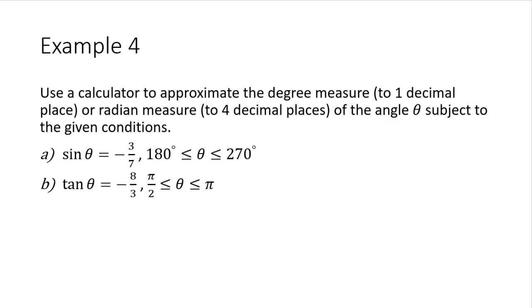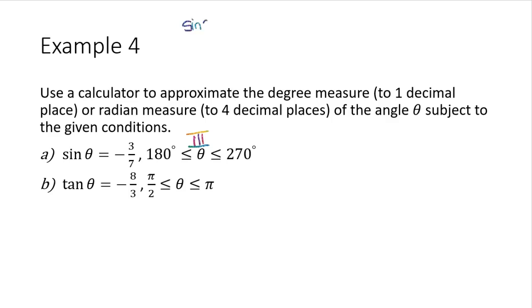Example 4. Use a calculator to approximate the degree measure to 1 decimal place, or the radian measure to 4 decimal places, of the angle theta subject to the given conditions. Part A, the sine of theta is negative 3 over 7. 180 degrees is less than theta is less than 270 degrees. We have 2 clues here. We know that the sine is negative, and we know that the angle I want is between 180 and 270, which is going to put it in quadrant 3.